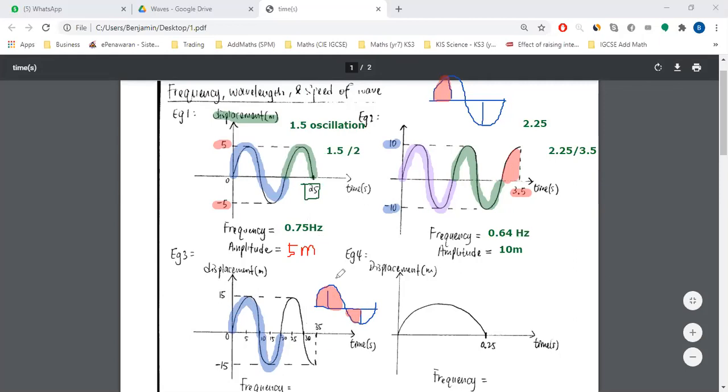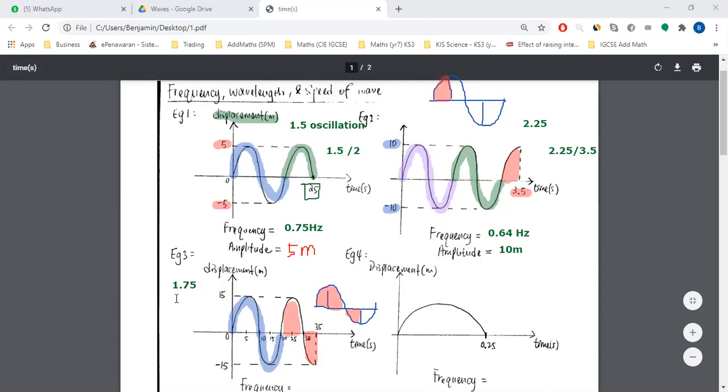This one is 3/4. So meaning that this one and this one is 3/4, which is 0.75, plus 1 oscillation. The blue one plus the blue one. So you get 1.75. Okay, 1.75 oscillations in 35 seconds.